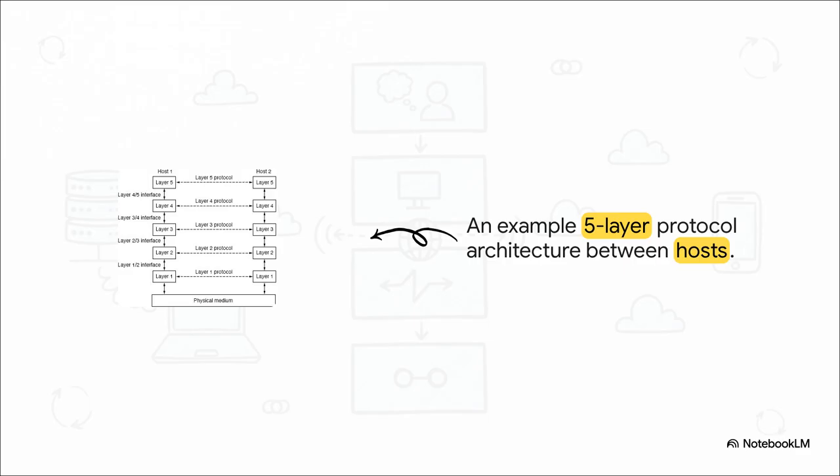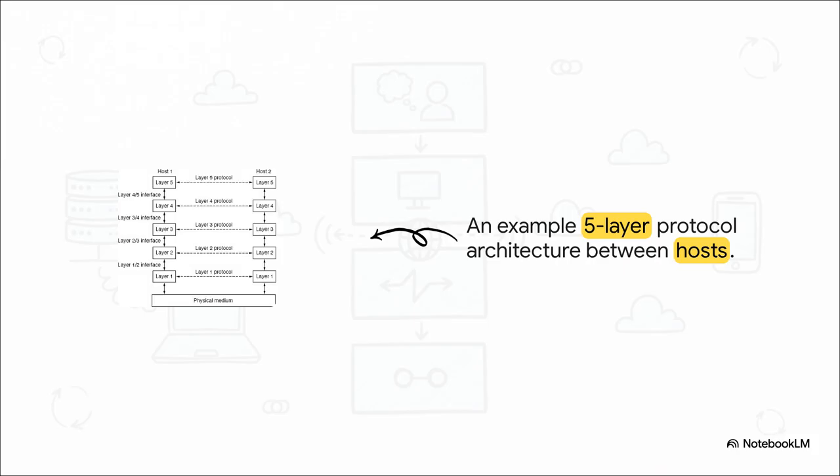Now, some of you might have heard of the OSI model, which actually has 7 layers. The OSI model adds a presentation layer for data formatting and a session layer for managing dialogues. But in the real world, the TCP/IP 5-layer model just handles those functions neatly within its single application layer.